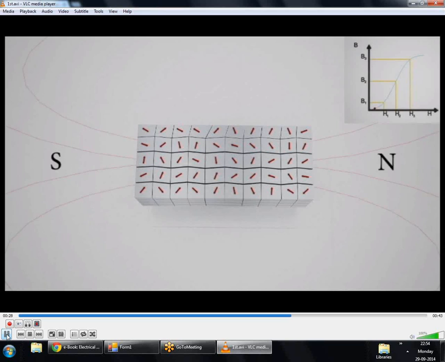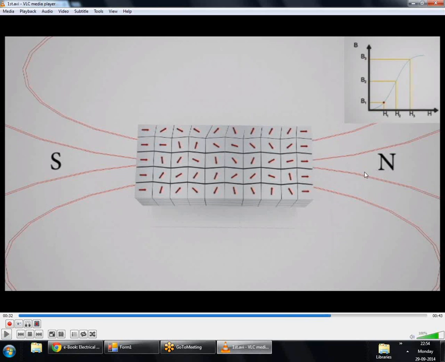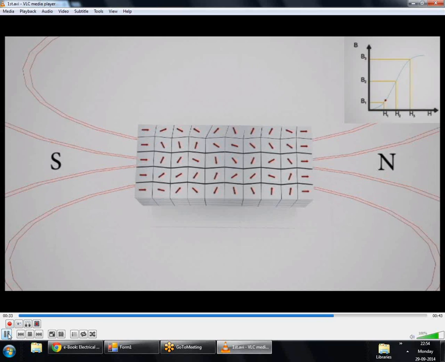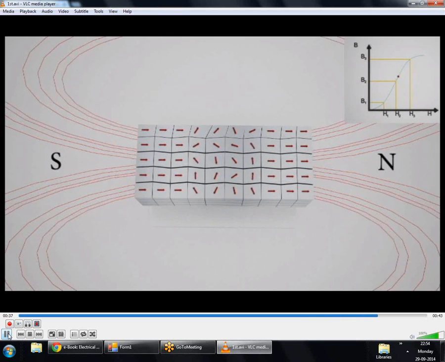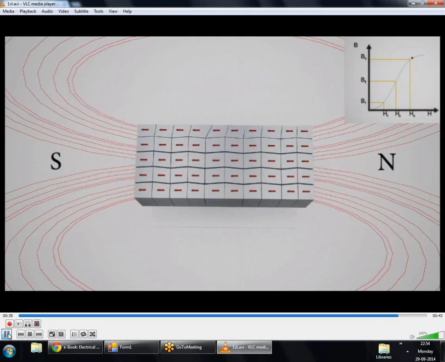But as soon as we start to apply some external magnetic field, these grains start to orient themselves in the direction of the applied magnetic field. So you see here we have a north pole here and a south pole in this location. We see that these grains are now starting to orient themselves in the direction of the applied magnetic field. Now as we keep on increasing the applied magnetic field, more and more grains start to orient themselves in the direction of the applied magnetic field.